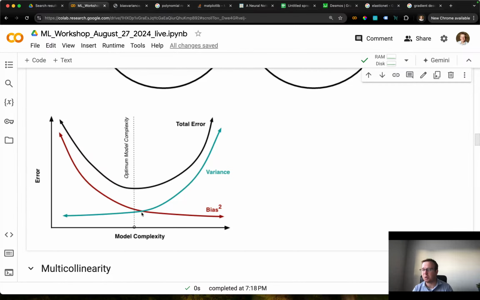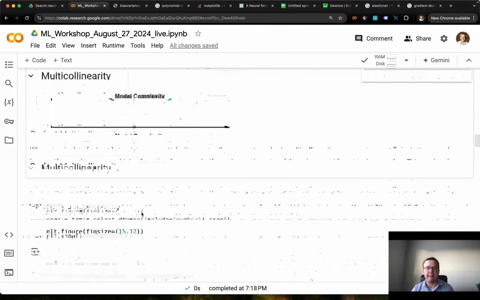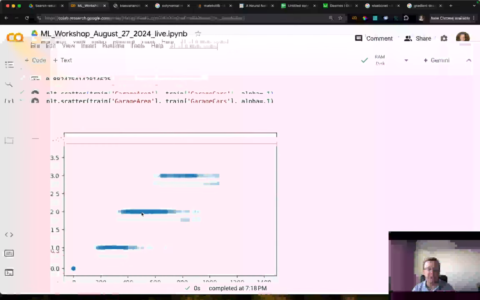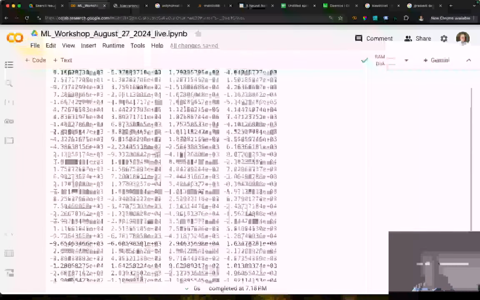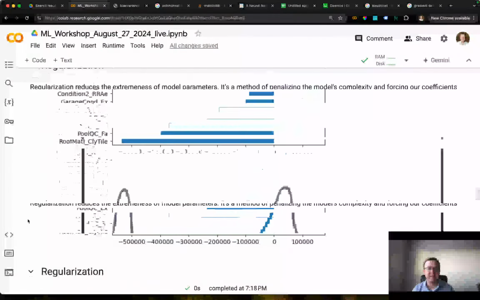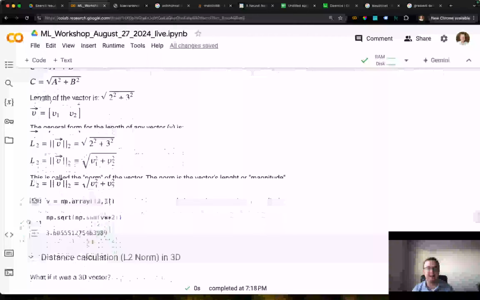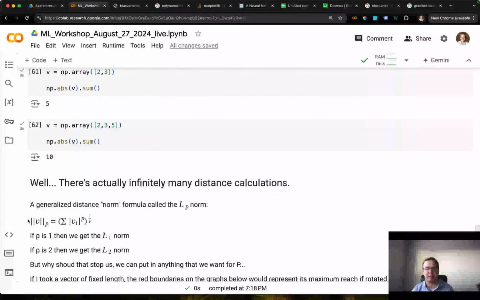Okay. Now, the actual calculation, we're not going to go over because it's a little bit involved, but essentially we add a penalty to our loss function, our cost function, that does essentially just what you're seeing in these diagrams right here. Man, we've got a lot of stuff in today's notebook.